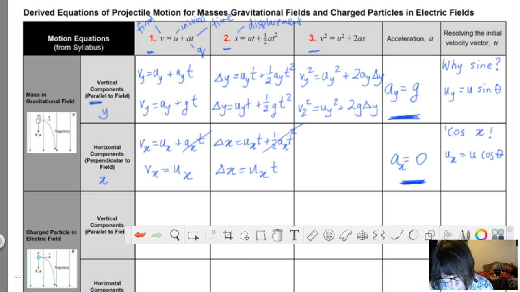Now we've got our final equation of motion, and we'll put in our subscripts on this one. We've got the final horizontal velocity squared equals the initial horizontal velocity squared plus 2 times the horizontal acceleration times horizontal displacement. Again, ax is 0, all of this cancels out, so we are left with this. And that's it.